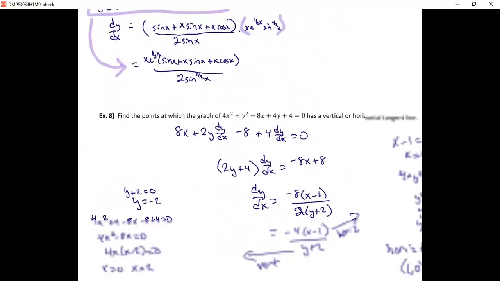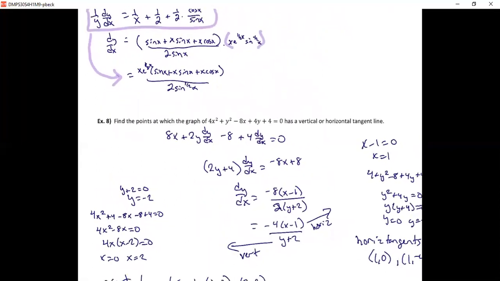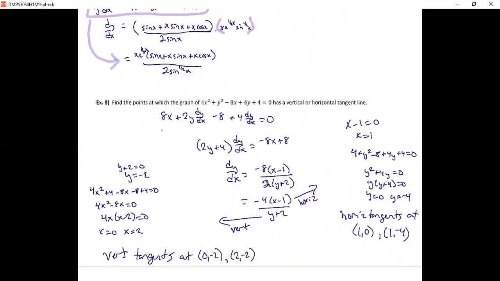Example number 8, find the points on the graph which we have a horizontal and a vertical tangent. So I took the derivative, pretty straightforward derivative. Like before, brought the dy dx's to one side, everything else to the other side to figure out this expression. Now, horizontal tangents are when my numerator is equal to 0. And I did that. I get x minus 1 equals 0, so x equals 1.